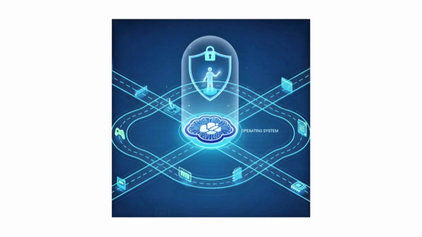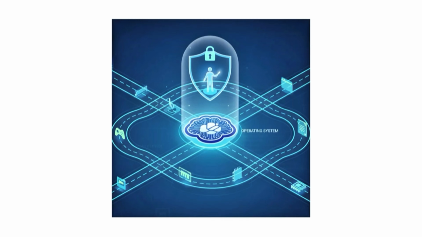For example, at the center, there's a brain-like icon symbolizing the OS, representing intelligence and control. Surrounding it are pathways or roads, which connect to the various components like memory, CPU, storage, and applications, for example games, files, software. These roads illustrate how the OS manages and directs data traffic between hardware and software.